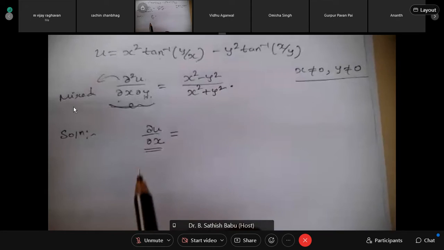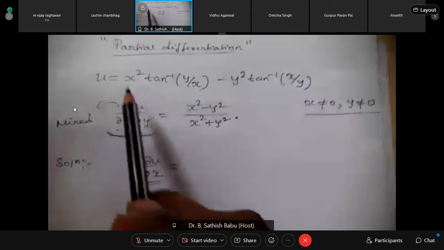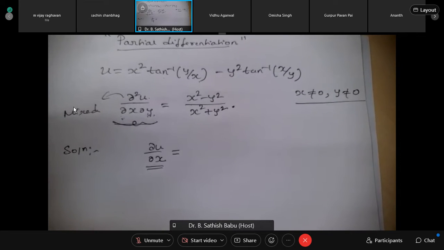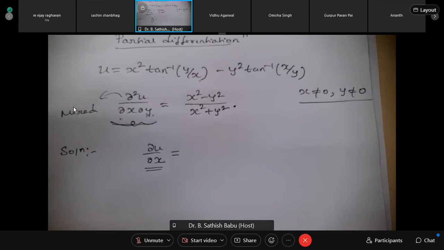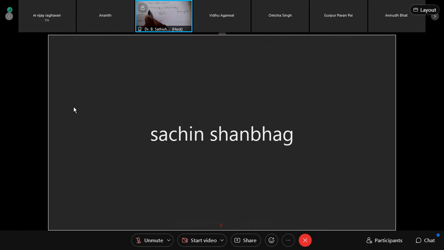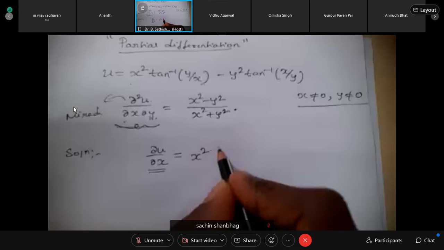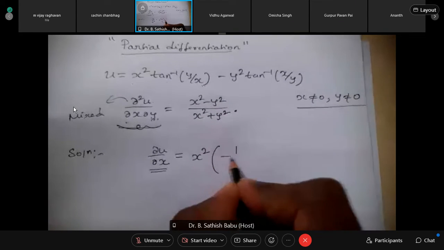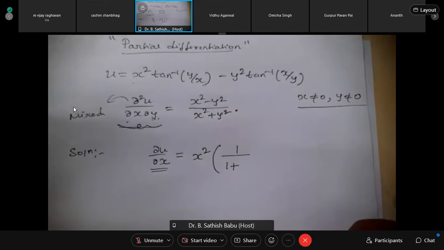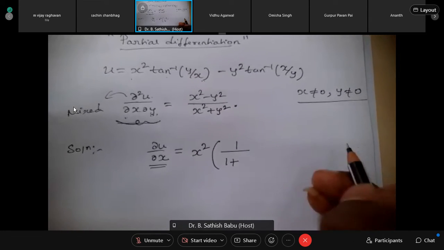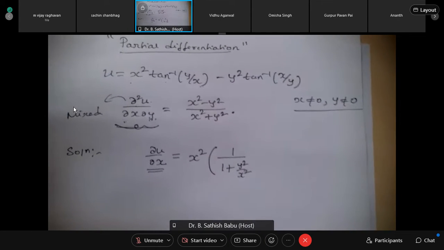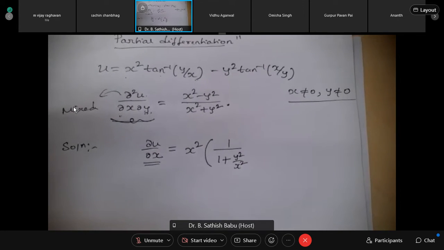Now let me take dou u by dou x, differentiation of u with respect to x. What will happen? We have to take the product rule, because x square is one function and tan inverse of y by x is another function. Differentiation of tan inverse x is 1 over 1 plus x square. Fine. So in place of x, I have y by x. Therefore, it becomes y square by x square. Do you agree?